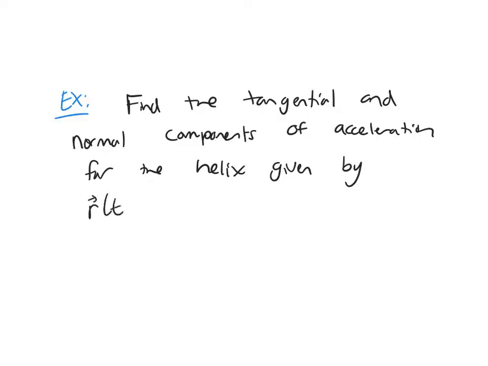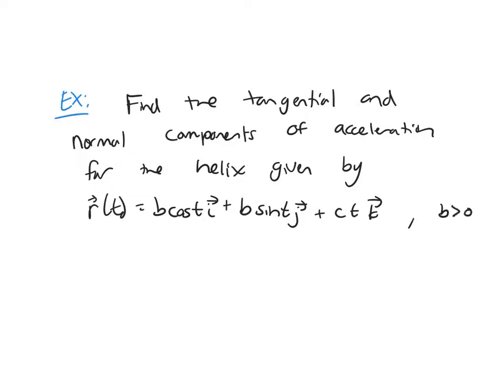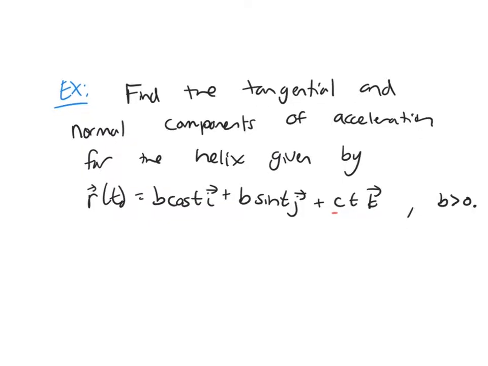r of t equals b cosine t i plus b sine t j plus c t k, where b is greater than 0. So here, b is some fixed number, it's positive, and so is this number c that's over here. It's just a fixed number. We just don't know what it is.